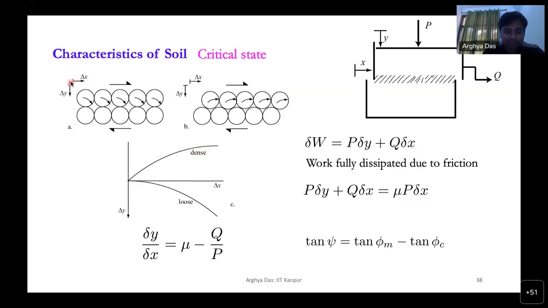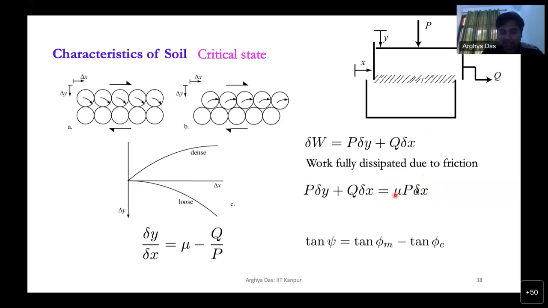Now, if we think about simply the displacement in the x direction and the y displacement, if we are putting x in the horizontal and y, depending on loose and dense, the situation will go up and down. The same situation can be interpreted in our regular direct shear test condition. So, just for an analogy, the work done is nothing but the normal load times delta y, which is when it is going downward, and in the direct shear test we have a horizontal displacement with the shearing load q times delta x. Now, since the primary mechanism is frictional dissipation, we can write mu p dx here.